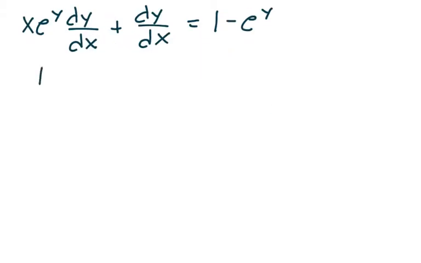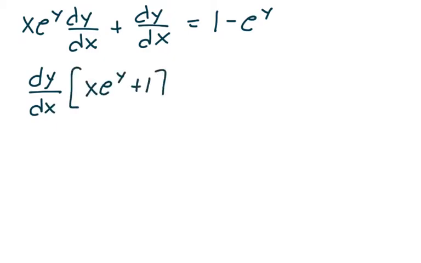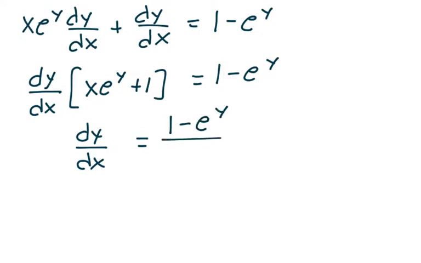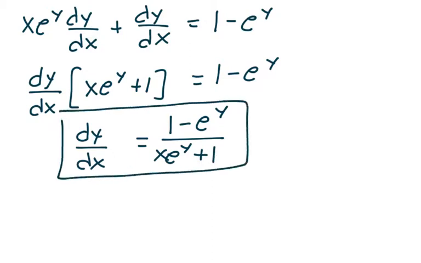And so factor out a dy/dx, and you get x e to the y plus 1 is equal to 1 minus e to the y. And so to get dy/dx on the left side, I'm going to divide both sides by x e to the y plus 1. So dy/dx is 1 minus e to the y over x e to the y plus 1. And that's how you do the second example.